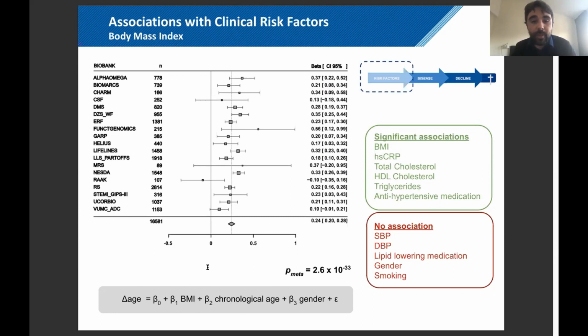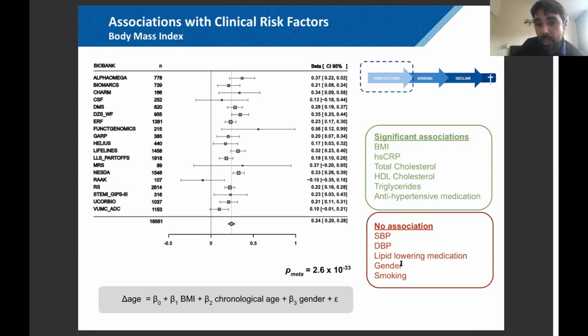And what we see is that on average, the heavier you are, the older you look in your blood metabolome. And this is quite consistent. It's a small effect, but it's quite consistent over all these different studies. We did similar things for HSCRP, for CRP, and of course also for the cholesterols, which are also part of the platform. So that's a bit cheating. But also interestingly, we found for antihypertensive medication that people on this type of medication look a bit older than they actually are. It is not indicative for the different types of blood pressure, for lipid lowering medication, and gender and smoking.